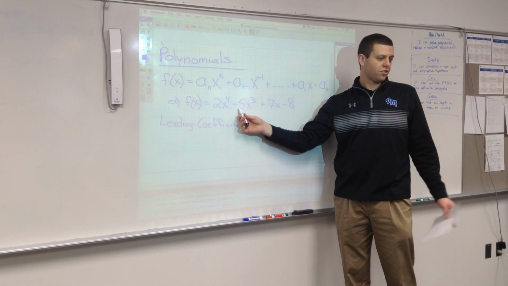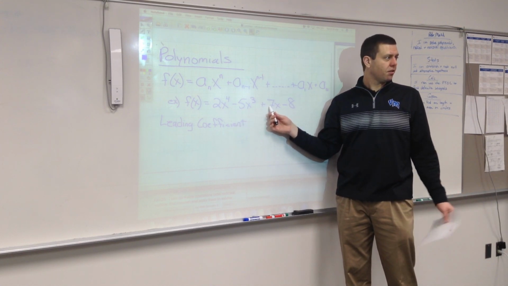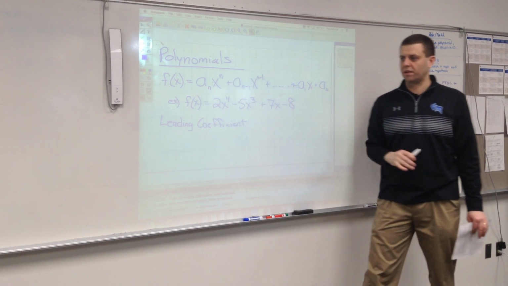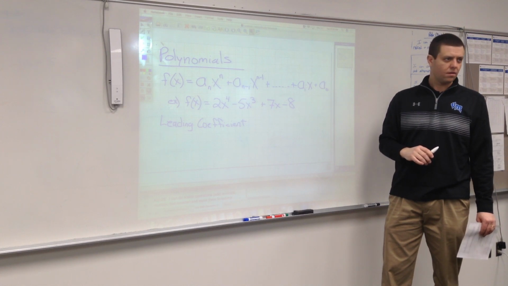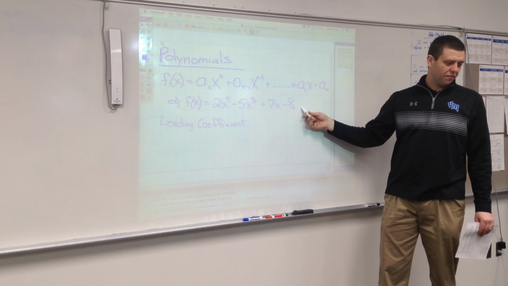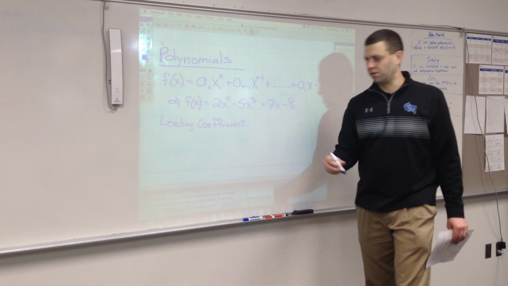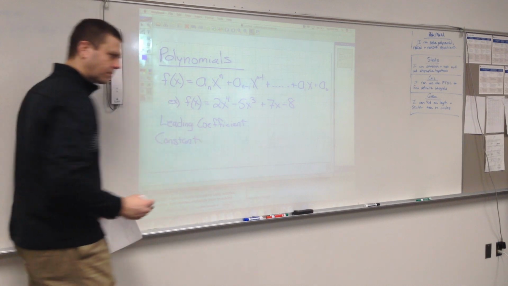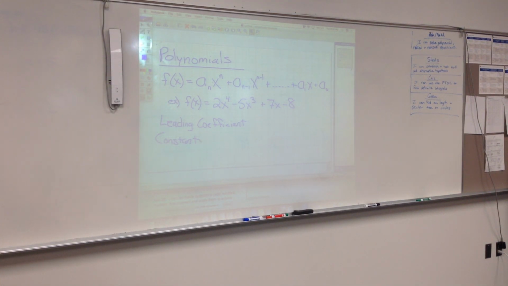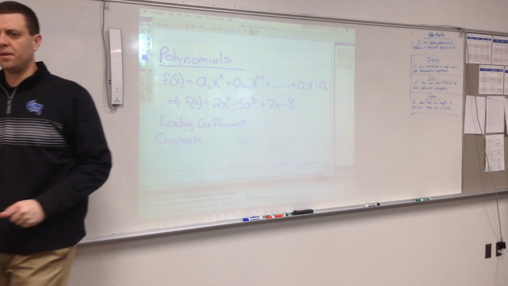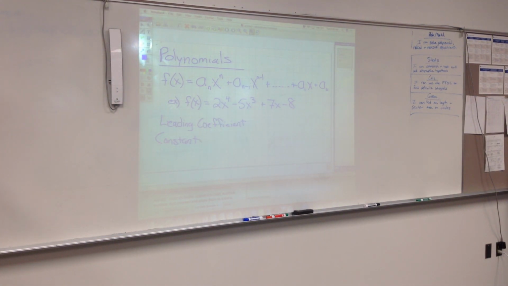Negative 5 is a coefficient, it's just not a leading coefficient. 7 is another coefficient, it's just not a leading coefficient. A leading coefficient is the coefficient on the first term when it's written in the correct order. Negative 8 back here is not a coefficient because it's not in front of a variable. It is called a constant, so make sure you know that vocabulary as well. A constant is just the term that is set in stone. There are no variables multiplied with it. Negative 8 is staying negative 8 all the time. That is called our constant.